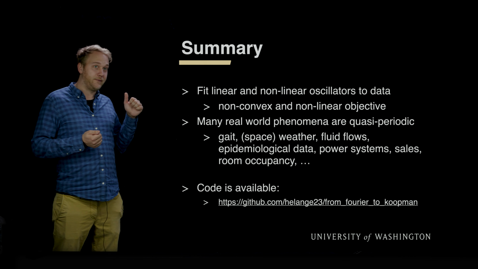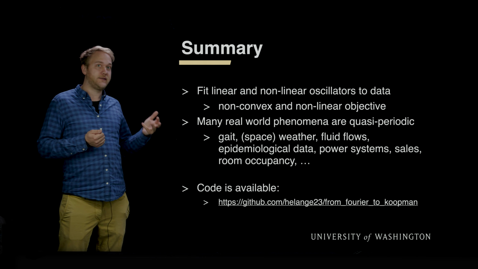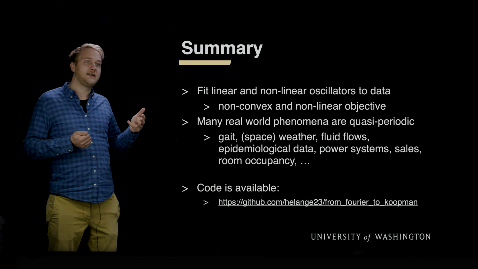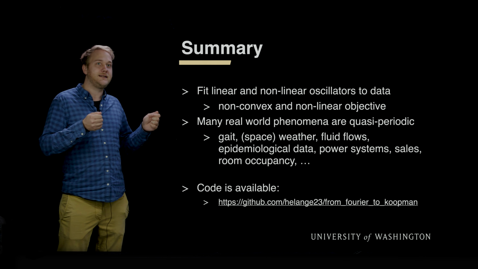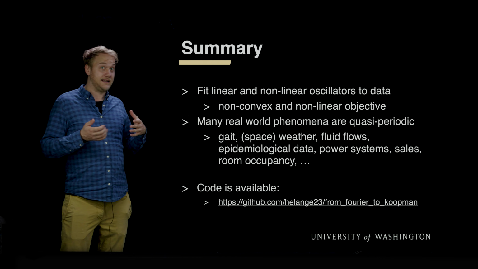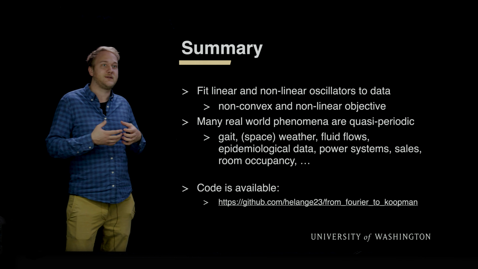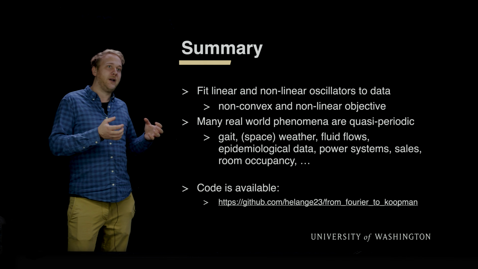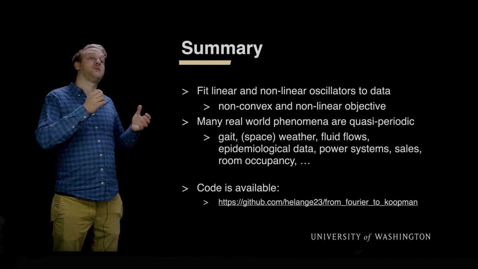Examples are, for example, gait, then weather or space weather. Tons of fluid flows are quasi-periodic. They're periodic systems. Epidemiological data, because it's called the flu season for a reason. So lots of applications in power systems, sales. For example, the occupancy in a room is somewhat periodic. And if you have a phenomenon that fits this quasi-periodic characteristic, then these algorithms will work well.